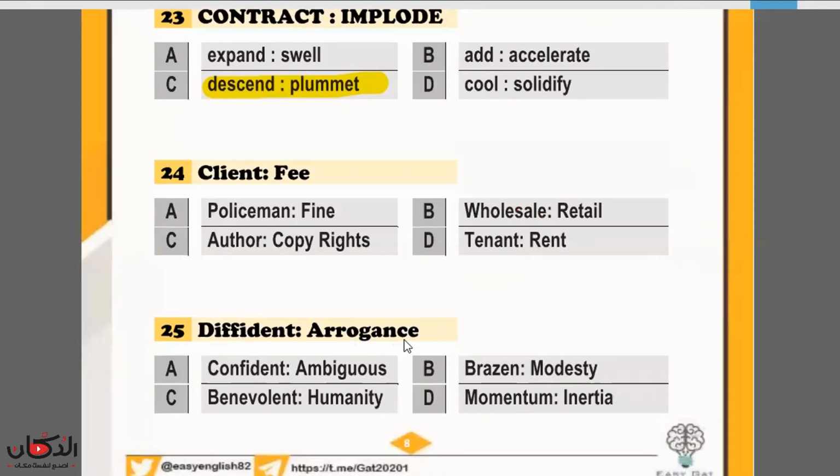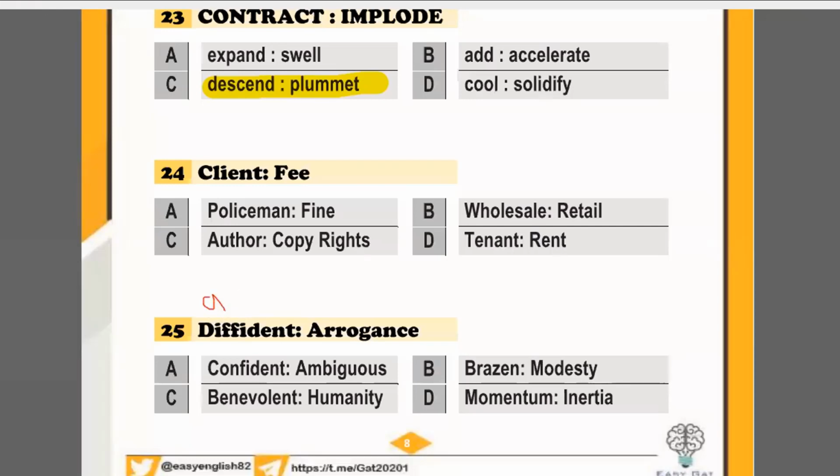Diffident and arrogance. Arrogance means someone who is so proud of himself. First of all, one minute. The first thing is to decide. As I told you, what's the first thing to do? Before the relationship, it's easier to find the part of speech. So this is an adjective.